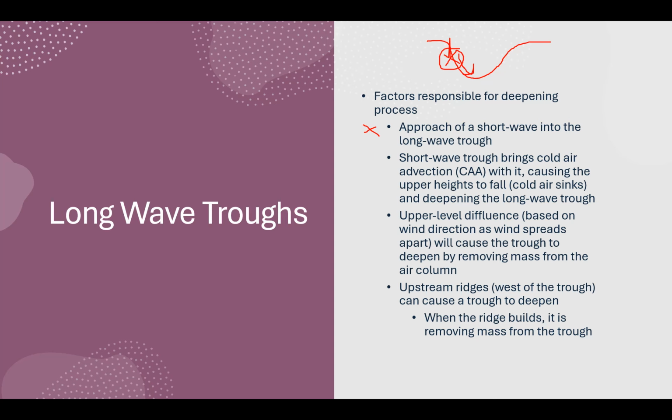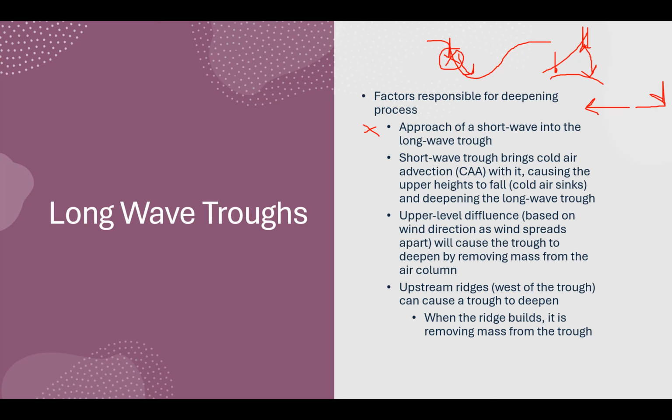The other way we can look at it is if, let's say, we have the wind spreading apart like this. You notice how right at this point the height contours are closer together, but as we get further in this direction, these two red lines are moving further apart. That's called diffluence, and that is removing mass. Remember, we talked about removing mass at the top of the air column.